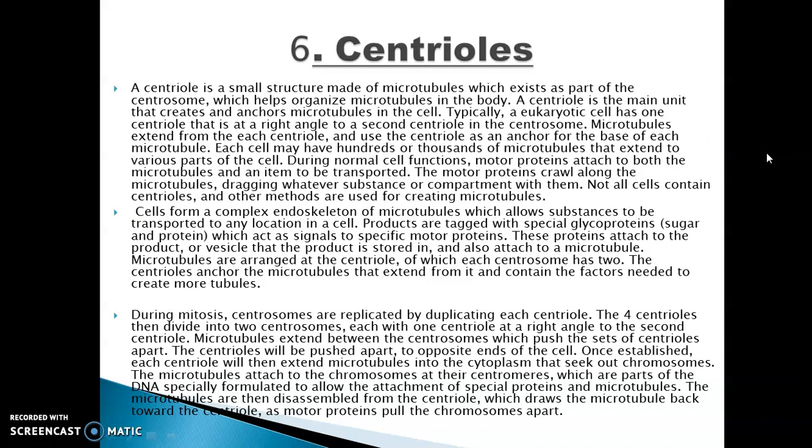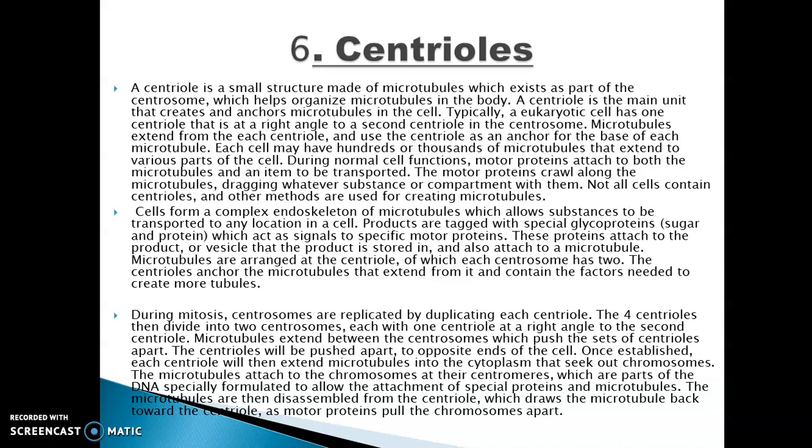Next is the centrioles. A centriole is a small structure made of microtubules which exists as a part of the centrosome, which helps organize microtubules in the body. A centriole is the main unit that creates and anchors microtubules in the cell. Typically, a eukaryotic cell has one centriole that is at a right angle to the second centriole in the centrosome. Microtubules extend from each centriole and use the centriole as an anchor for the base of each microtubule. Each cell may have hundreds or thousands of microtubules that extend to the various parts of the cell.